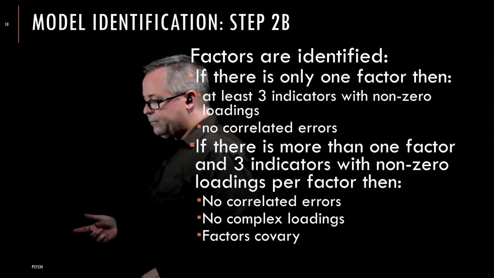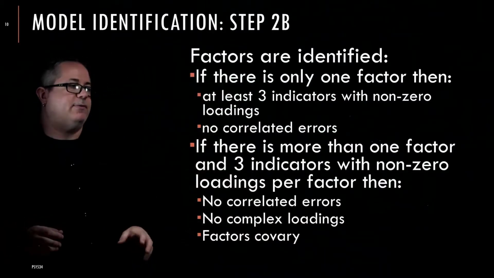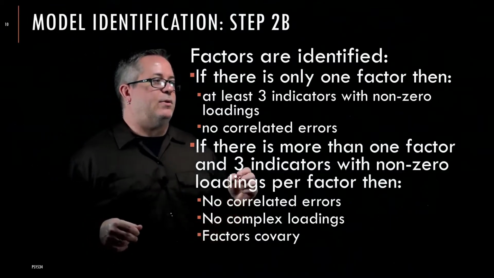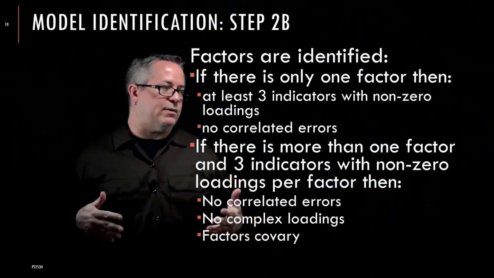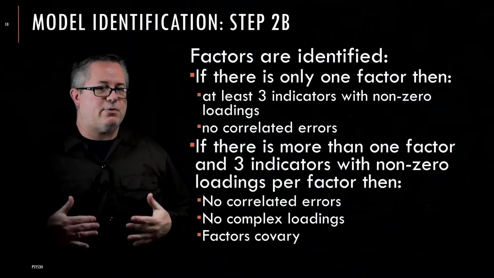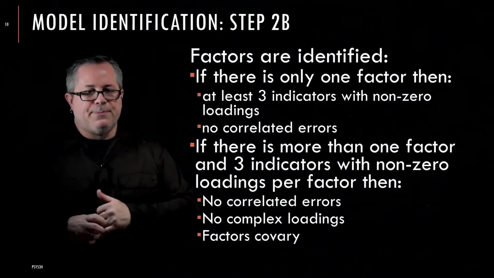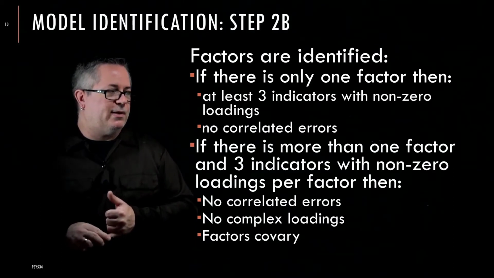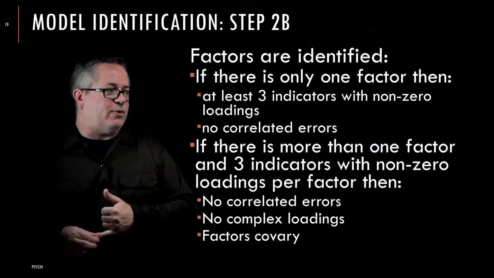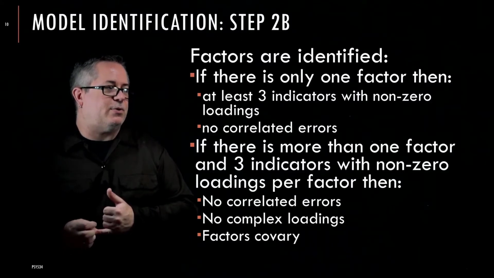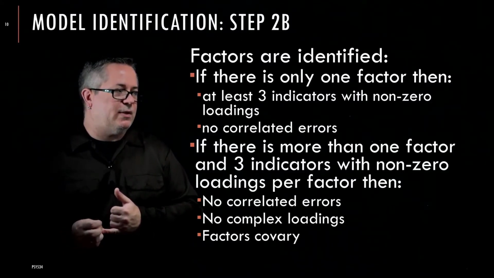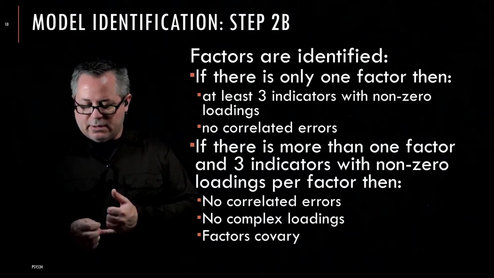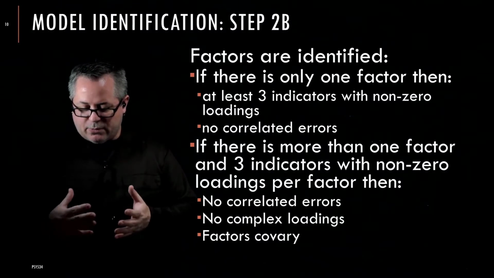Okay. The second part of this, part 2b, is for factors to be identified. If there is only one factor, then you have to have at least 3 indicators, 3 indicators with non-zero loadings and no correlated errors. If there is more than one factor and 3 indicators with non-zero loadings per factor, then you want to make sure that there are no correlated errors, no complex loadings, and you can let the factors covary. All right, this is where it starts to get a little bit funky. Like, okay, well, what does all this mean and why?